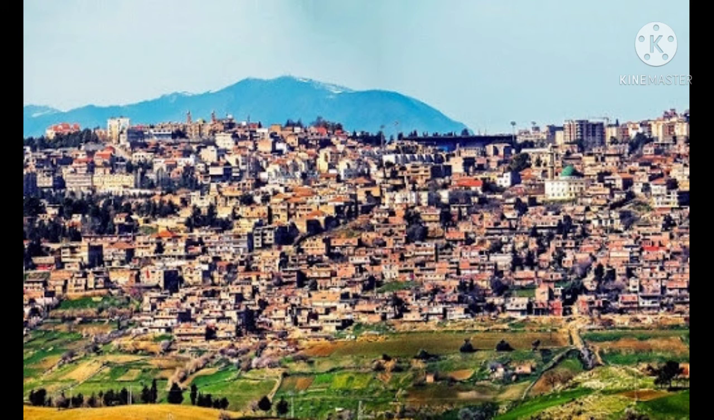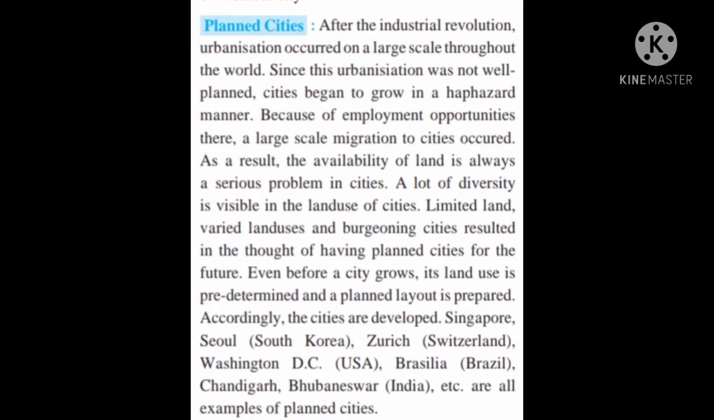A lot of diversity is visible in the land use of cities. Limited land, varied land uses and burgeoning. If you remember, burgeoning, I have told you previously, it means it is increasing rapidly. Limited land, varied land uses and burgeoning cities resulted in the thought of having planned cities for the future. Even before a city grows, its land use is predetermined and a planned layout is prepared. Accordingly, the cities are developed.